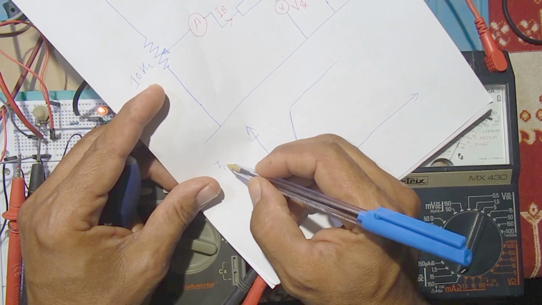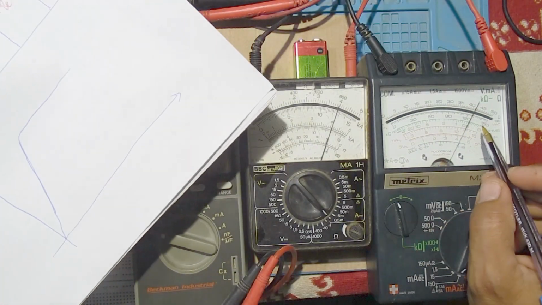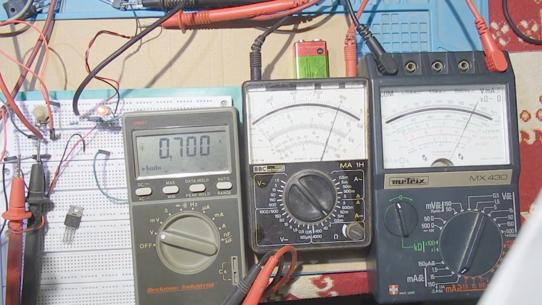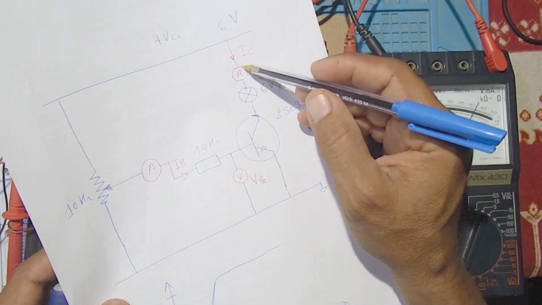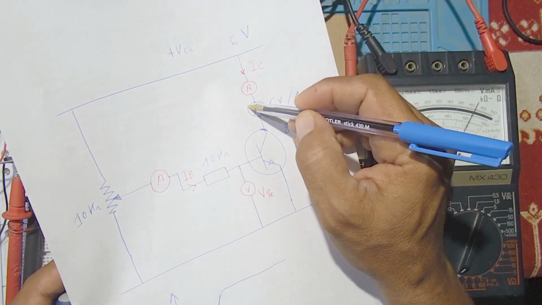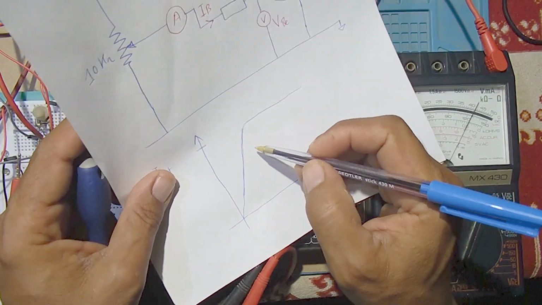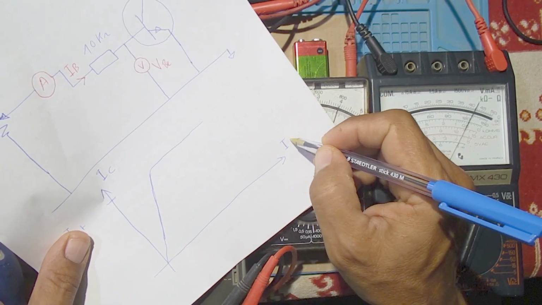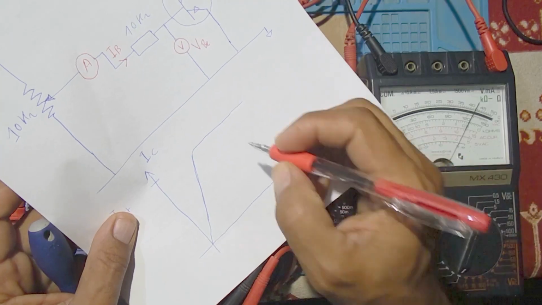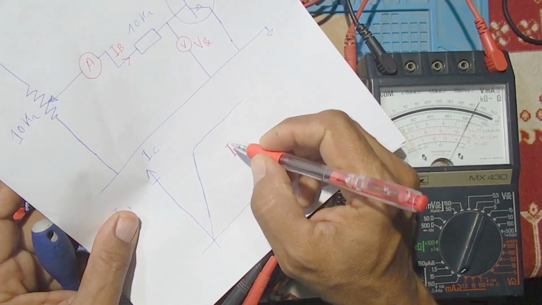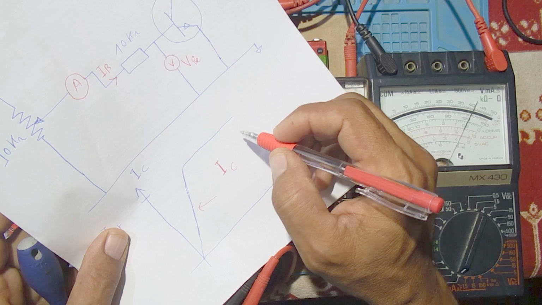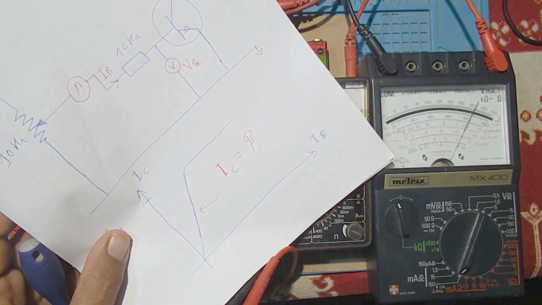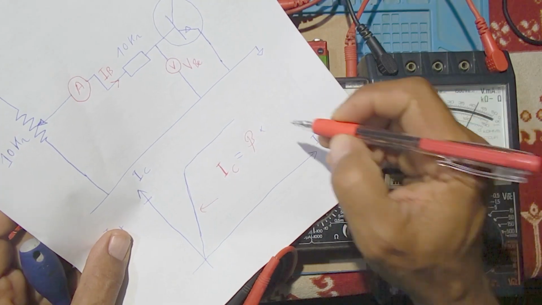Here is saturation, about 120 milliamp. The saturation current depends on the load here. In this case, we have a bulb here. So here we have the IC, and here we have the IB. We have IC in this region equal to beta multiplied by IB, the base current.